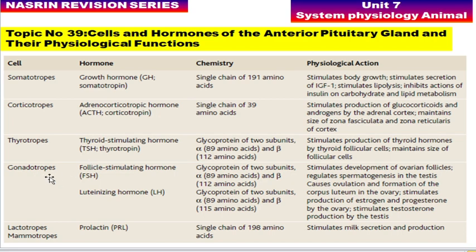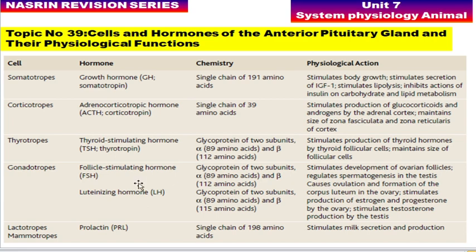Next, the gonadotropes. These cells produce FSH and LH, and lactotropes and mammotropes are the cells which produce prolactin hormone. With respect to chemistry, the growth hormone is a single chain made up of 191 amino acids, whereas ACTH is a single chain made up of 39 amino acids, and TSH is a glycoprotein hormone made up of 2 subunits, an alpha subunit made up of 89 amino acids and a beta subunit made up of 112 amino acids.